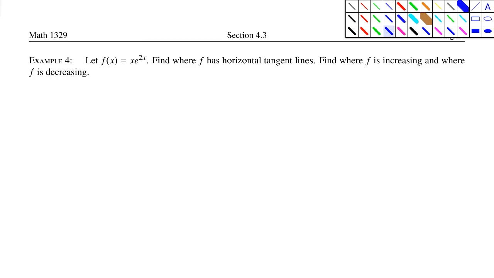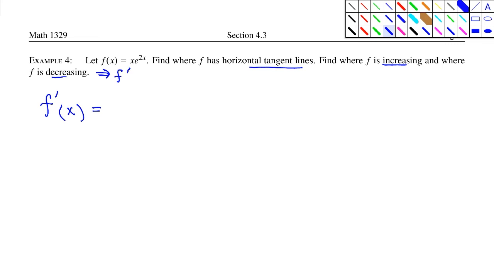Example number 4, let f of x equal x times e to the 2x. Find where f has horizontal tangent lines, where f is increasing and where f is decreasing. And while we're at it, let's go ahead and find the extrema of the function. So, all right, to find horizontal tangent lines and increasing and decreasing, you know that you're going to need the derivative. So let's take the derivative.